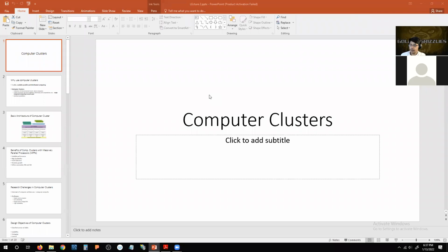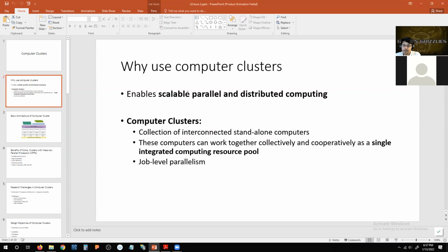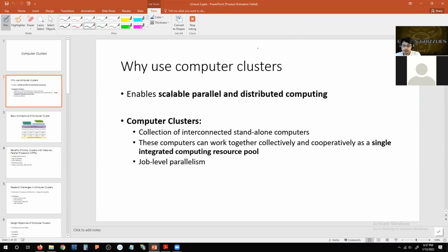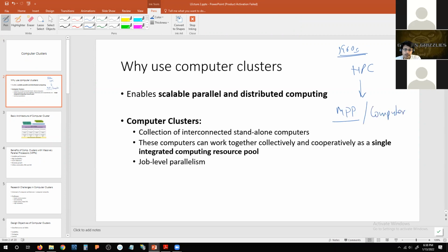All right, so now that we understand the basics of the need for scalable computing and the different types of computing paradigms we have, let us get a little more in depth into the idea behind what are known as computer clusters. The very first concept we want to understand is why use computer clusters. If you remember from the flow diagram we were discussing, initially in the 1960s the whole idea of computing was high performance computing, and then it gave way to massively parallel processors, or MPPs, and the notion of computer clusters.